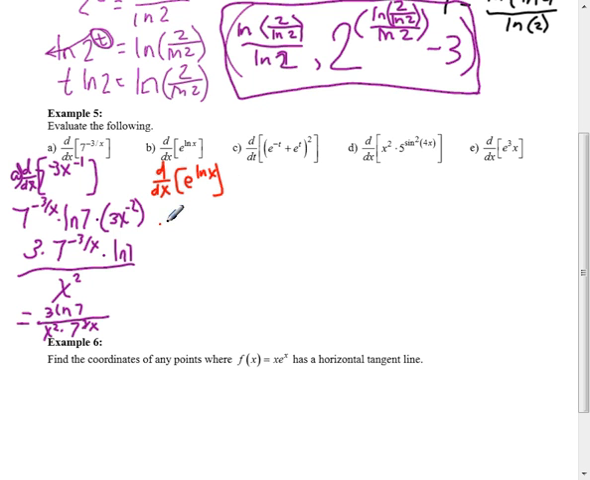Alright, so we rewrite that times the ln of the base, which is a good habit to do, times the derivative of ln of x, which is 1 over x.